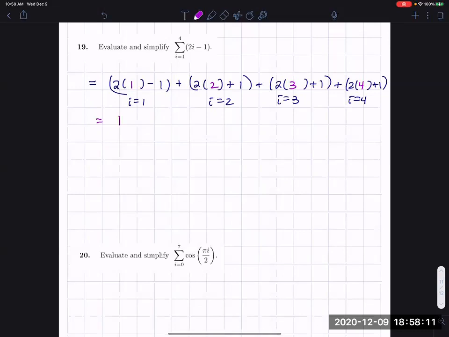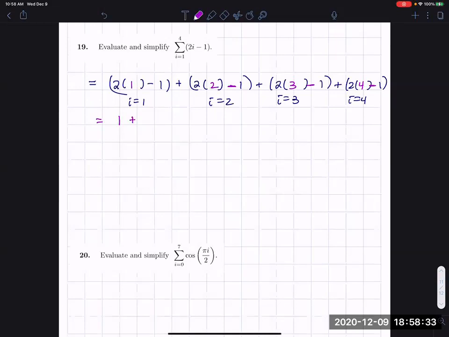2 minus 1 is 1. 2 times 2 plus 1 is 5. 2 times 3 plus 1 is 7. You know what? I started copying these down wrong, which I'm sure many of you have noticed. It's 2i minus 1. I started doing 2i plus 1. So that led to all these wrong numbers.